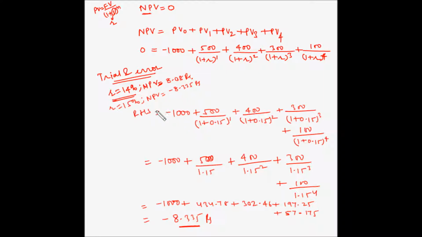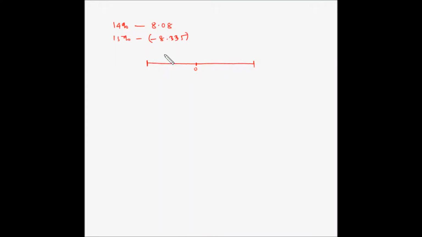So let's find that out. So let's say this is a time scale. Here we have 0. On the right hand side, let's say we have 1, 2, 3 and so on. And let's say this is 8.08. This we are getting at 14%. And here similarly we'll have -1, -2, -3 and so on. So here we get -8.335.